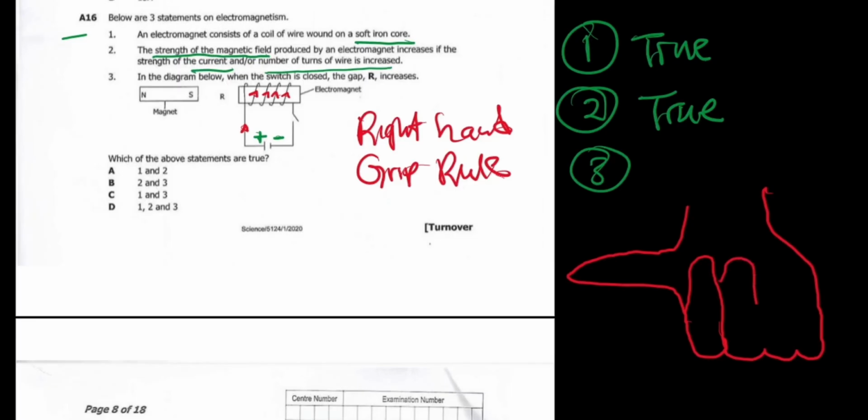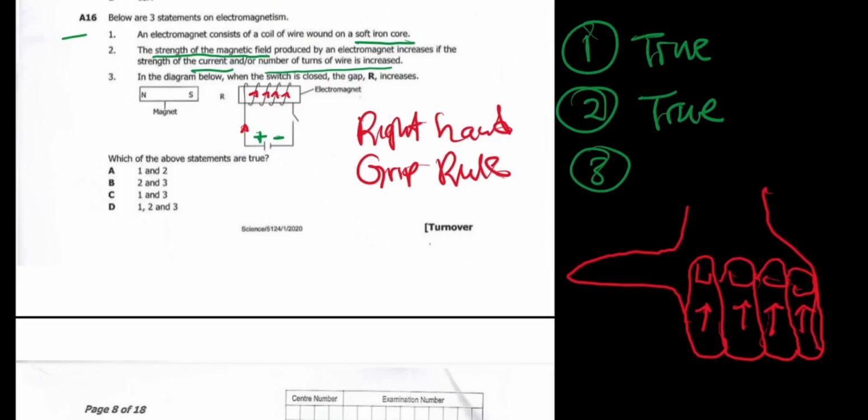So this is going to be like this, and this is going to be like this, and then you have this. So this is the right hand grip rule. What happens is that these fingers are showing the direction of the current itself as it flows through the coils.